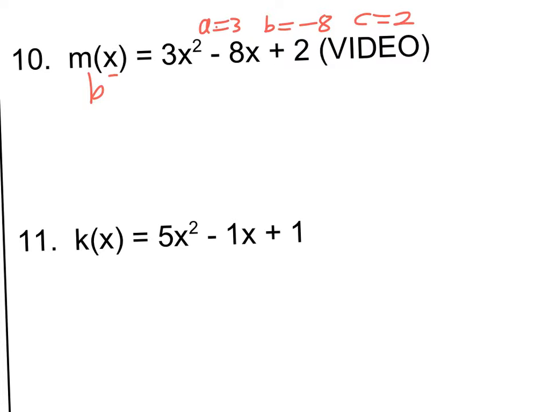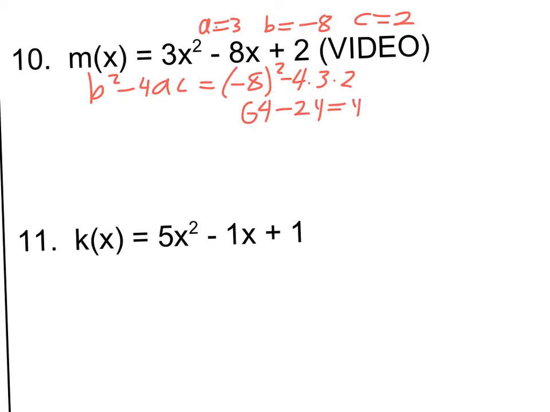First thing I'm going to do is B squared minus 4AC to make a prediction. In this case, that's going to be -8 squared minus 4 times 3 times 2. 64 minus 24 is going to be 40, which is positive. Therefore, I expect there to be 2 real zeros.